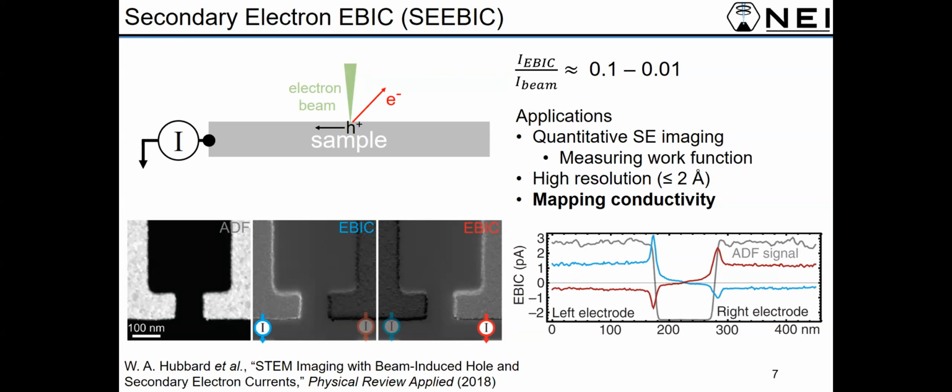in the SEM. SEEBIC provides a very quantitative measure of the secondary electrons that leave your sample, which also allows you to do some metrology, like measuring the work function, for example. SEEBIC has been demonstrated at very high resolution, approaching atomic length scales. And perhaps the most useful application we found for SEEBIC is the ability to map electrical conductivity at high resolution.